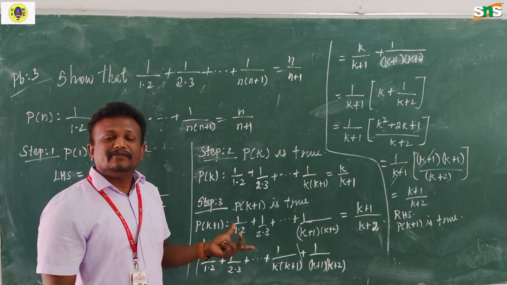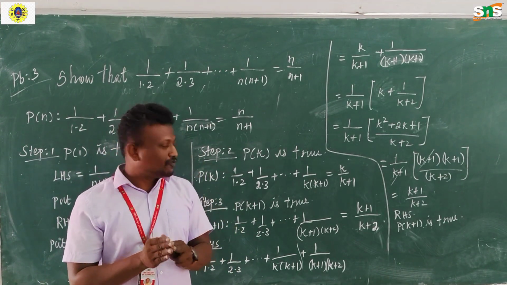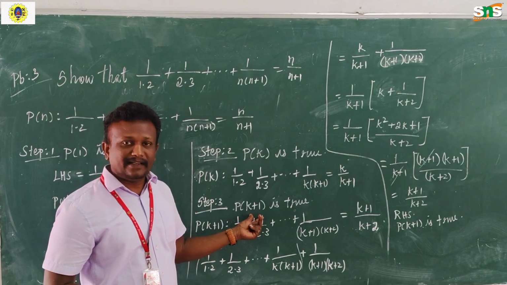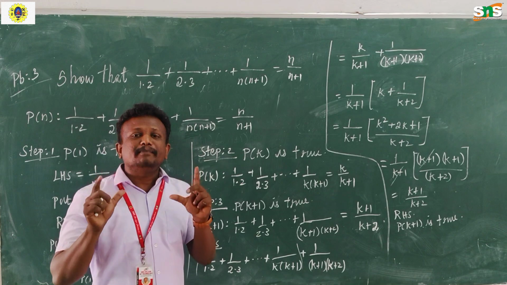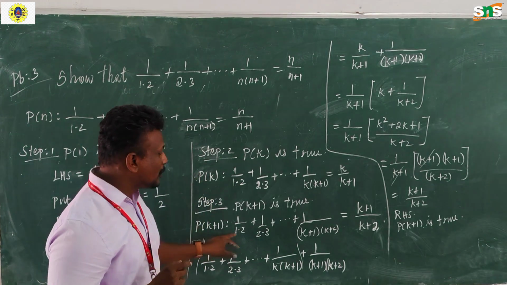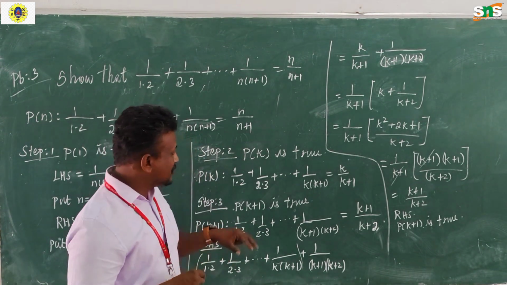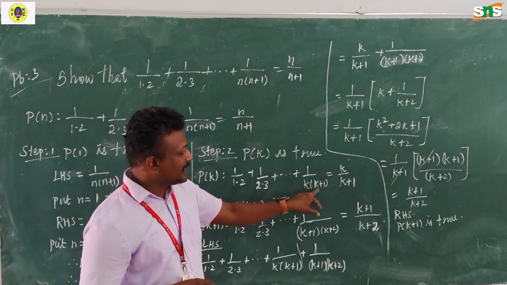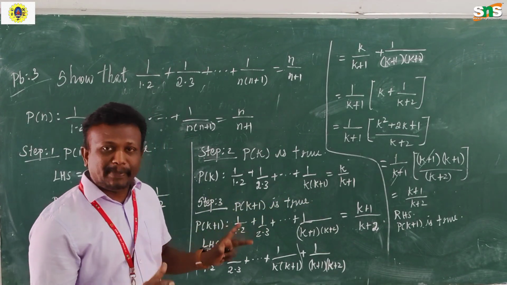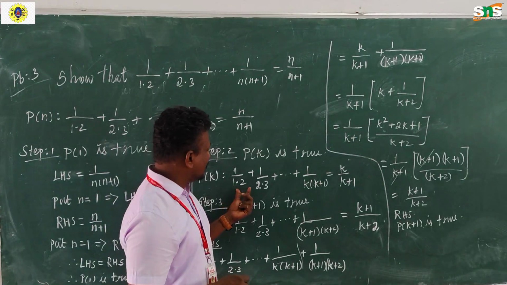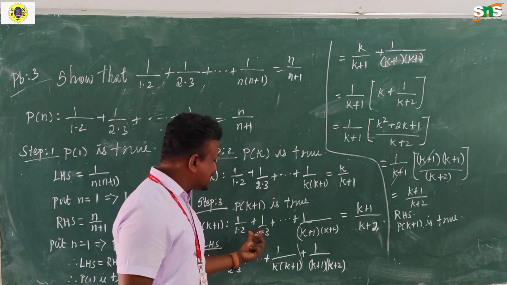Here we want to show our proposition is true for P of k plus 1, right? To prove this, first let me write the given proposition in terms of k plus 1, right? So this is in terms of k, the same proposition we have to write in terms of k plus 1, right? So we just write the proposition as it is.